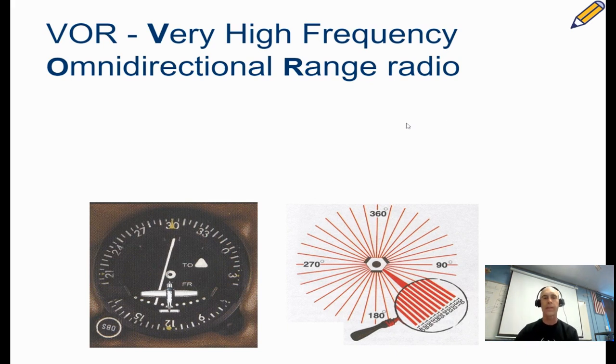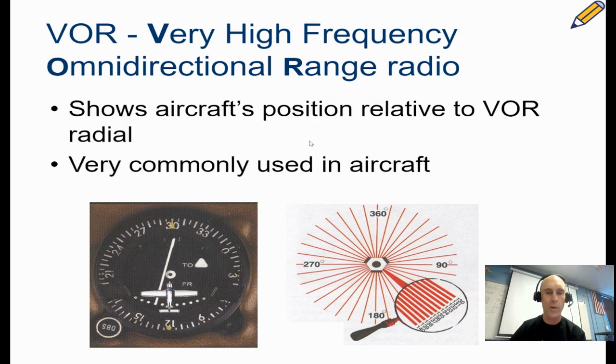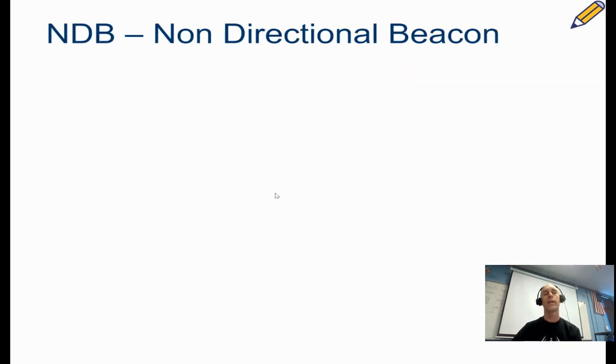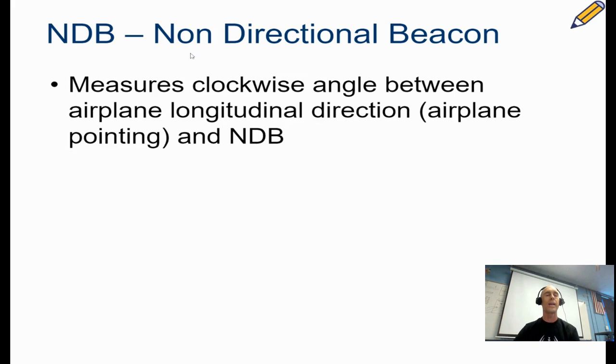That was probably something that didn't make a whole lot of sense unless you're currently a pilot. But you'll get a little bit more practice with how we tune the VOR station so that we can use this little arrow here to tell us, are we on the line, or do we need to go left to get on the line, or right to get on the line? It does show its position relative to the VOR, and it is commonly used, but more frequently they're using a GPS.